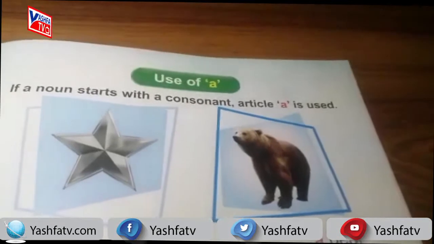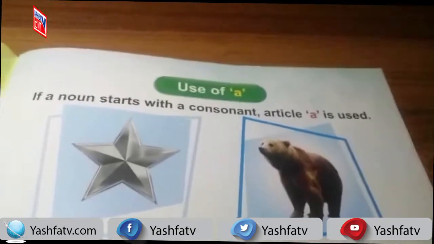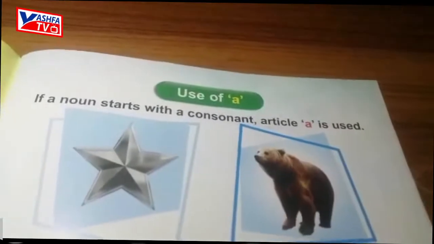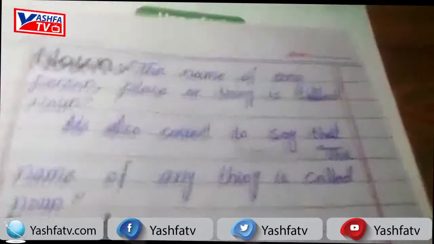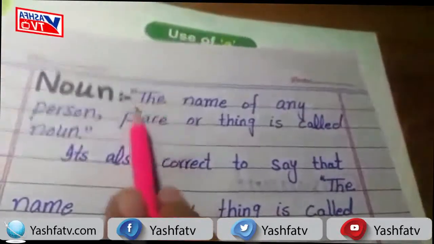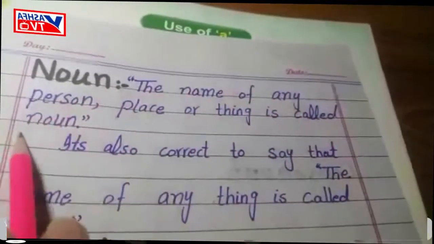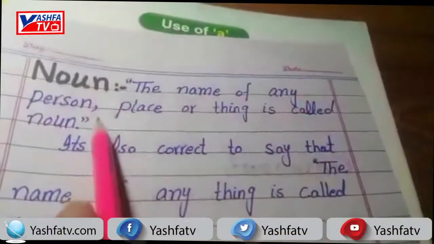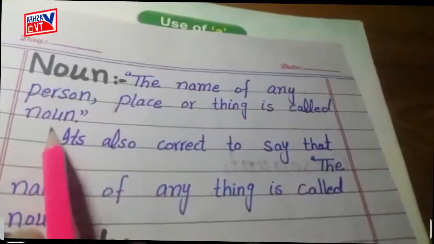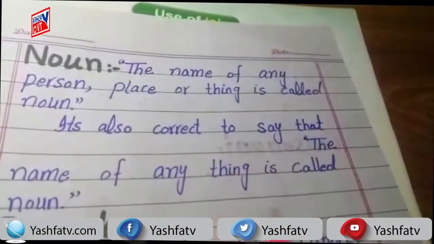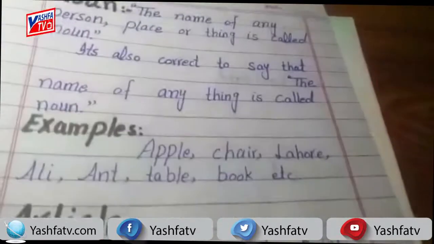Before moving to the next page, it is necessary to know about the noun, consonant and article. So first of all, we discuss the noun. What is a noun? I write the definition of the noun. The name of any person, place or thing is called noun. In a short way, it's also correct to say that the name of anything is called noun.